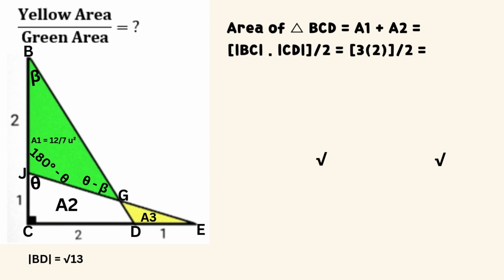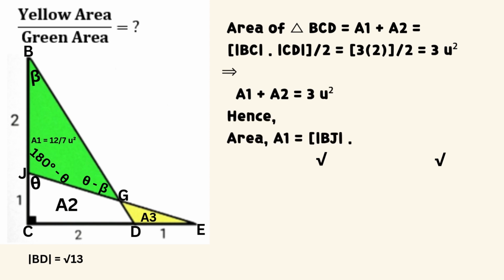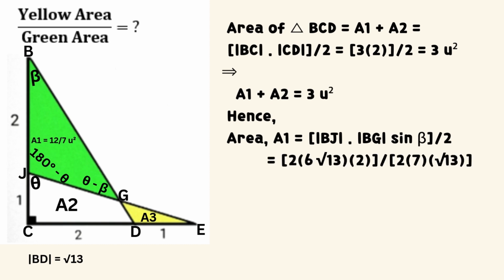Area of triangle BCD equals the sum of A1 and A2, which equals 3 square units, after substitution and simplification of values. Hence, area A1 equals half the product of line BJ and line BG times sine beta, which equals 12 divided by 7 square units, after substitution and simplification of values.